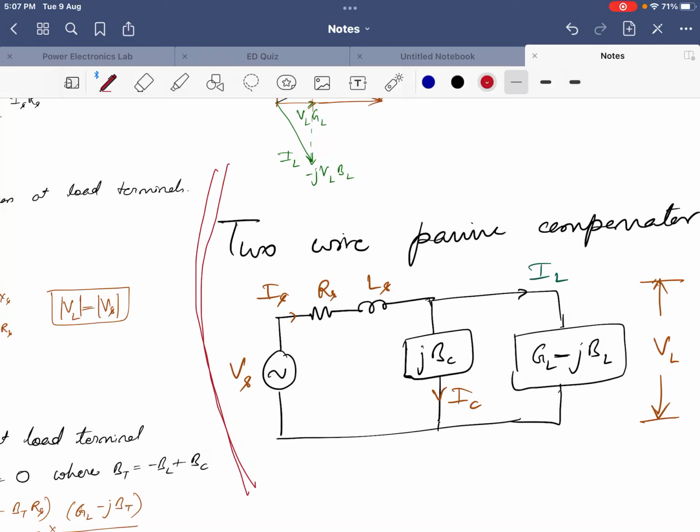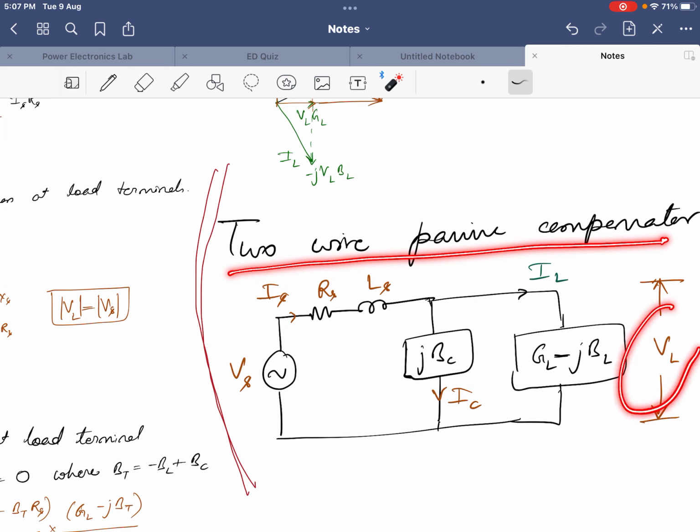Welcome again to the video on power quality. Here in this video again we discuss the two-wire passive compensator, and we will discuss a phasor diagram where the VL and VS will be equal.